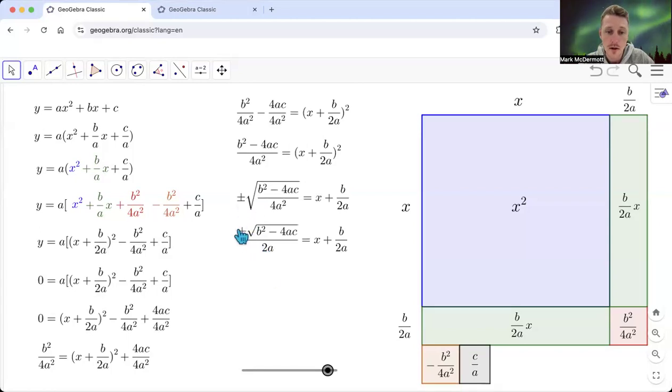And then we get this, because remember, when we take the square root of a fraction, we can take the square root of the numerator and the square root of the denominator. So in the numerator, we get plus or minus the square root of b squared minus 4ac, all over 2a, because the square root of 4a squared is 2a. And then we're still left with x plus b on 2a on the right. The only thing, hopefully you realize, we need to get rid of is this b on 2a. So we're going to subtract that from both sides. And so that looks like this. Subtract b on 2a from both sides, and then you're done.